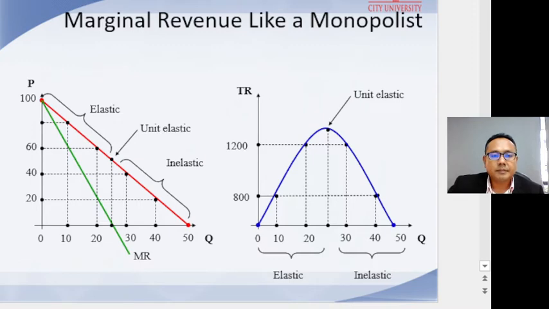This is the concept as you can see graphically. Marginal revenue, like a monopolist. This is price and quantity. Marginal revenue, and then total revenue and quantity. So we try to achieve this point, the unit elastic point.